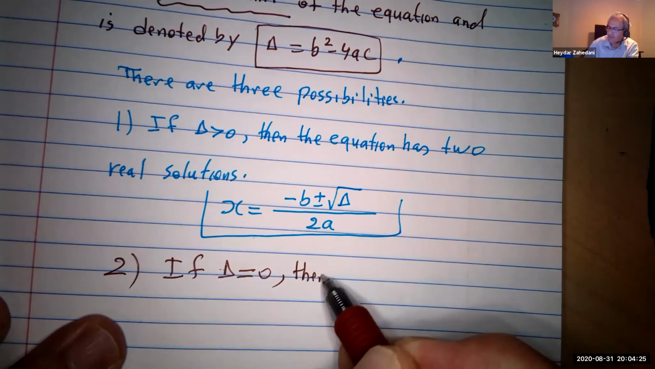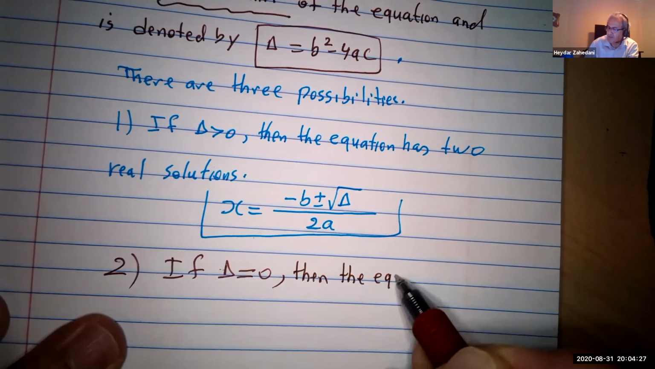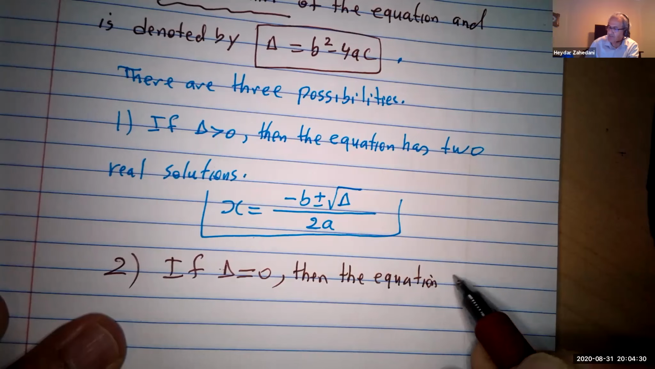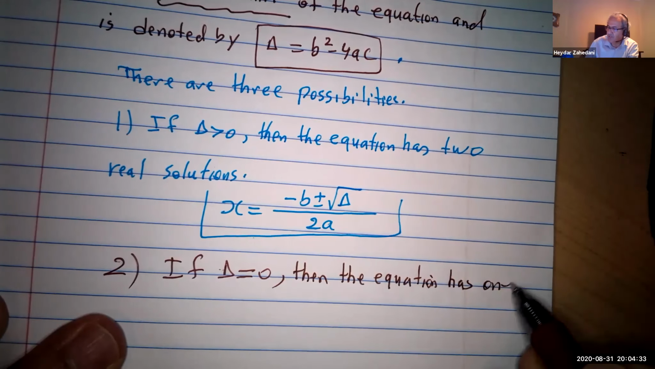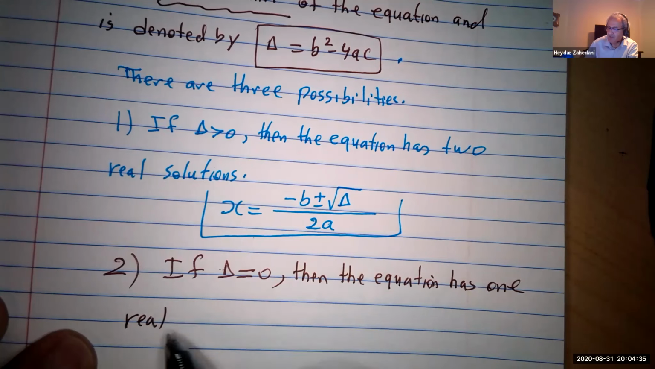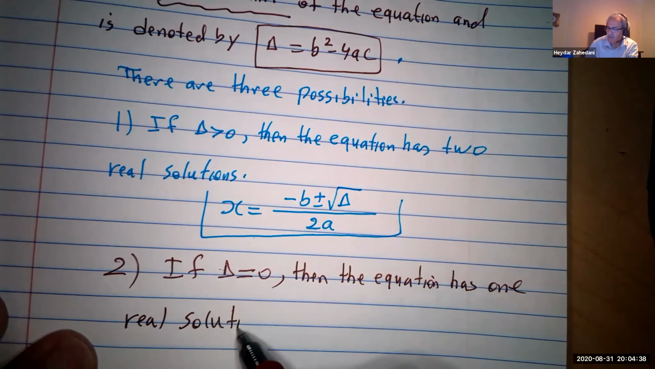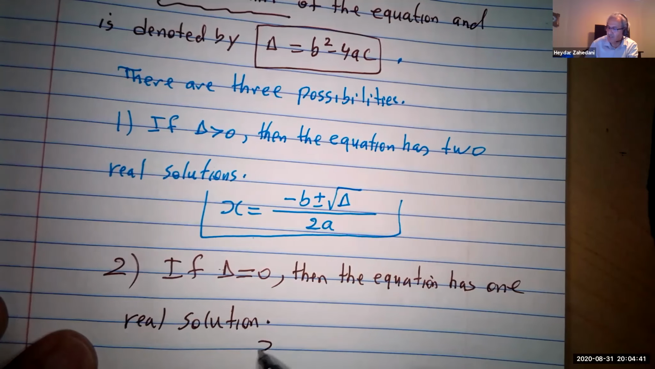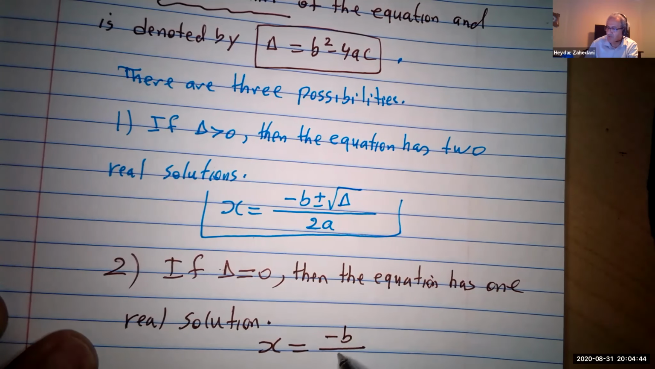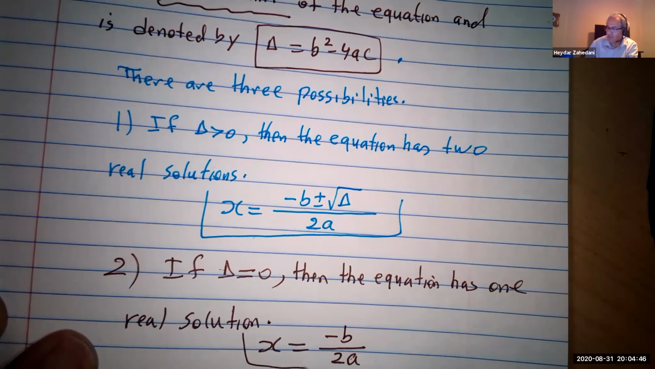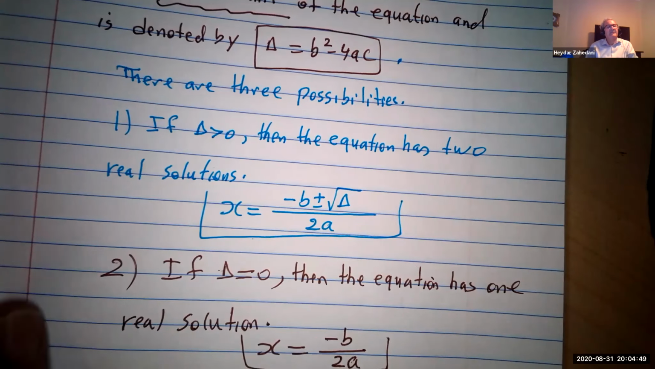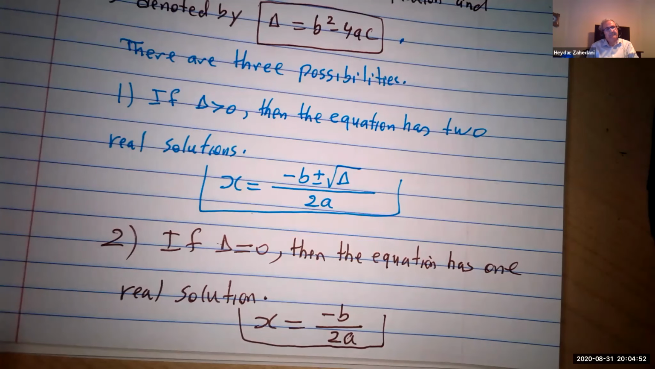Then the equation has one real solution. If you like the formula, it's going to be x equals negative b over 2a, because there is no delta part. That radical part would disappear. It's a positive or negative zero. We call it a repeated solution. It has only one solution. That's case two.